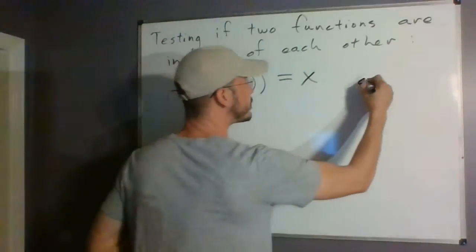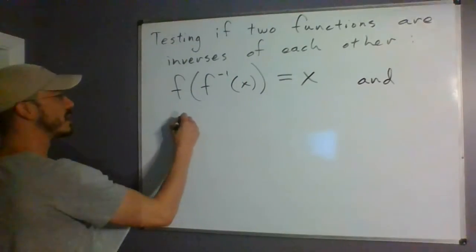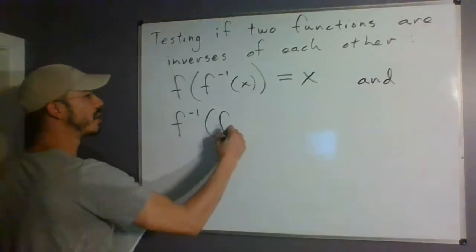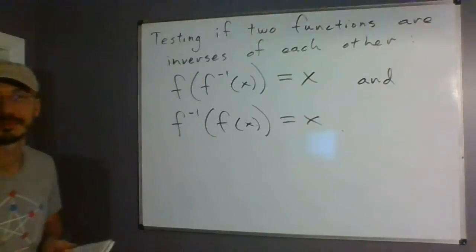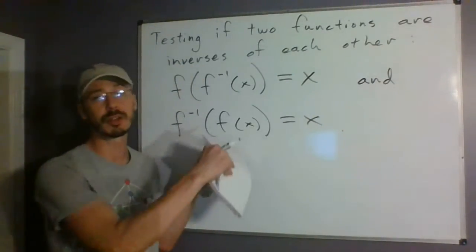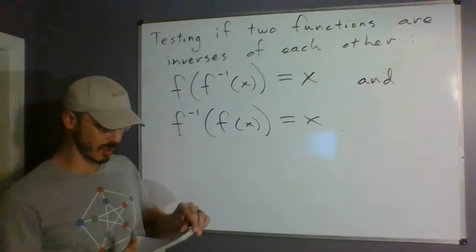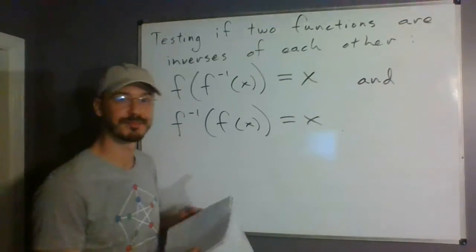And it works the other way. If I do f inverse of f of x, that also brings me back to x. So the functions will undo each other, and we'll see an example of this presently.